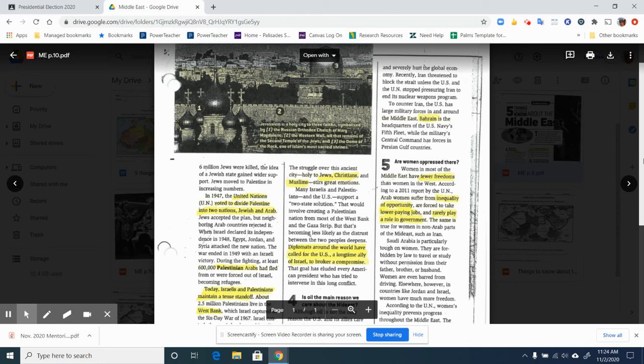Bahrain is the headquarters for the US Navy's Fifth Fleet, while the military's Central Command has forces in Persian Gulf countries. Are women oppressed there?